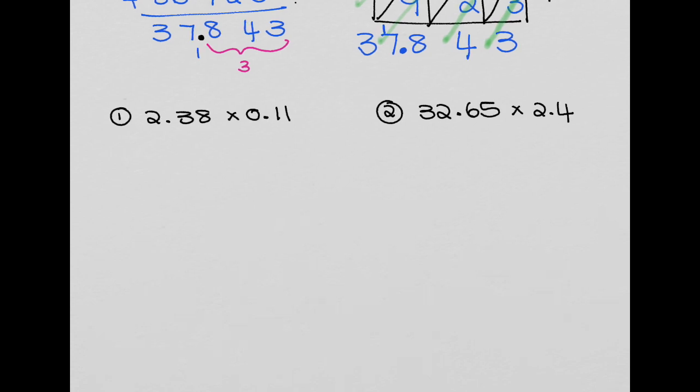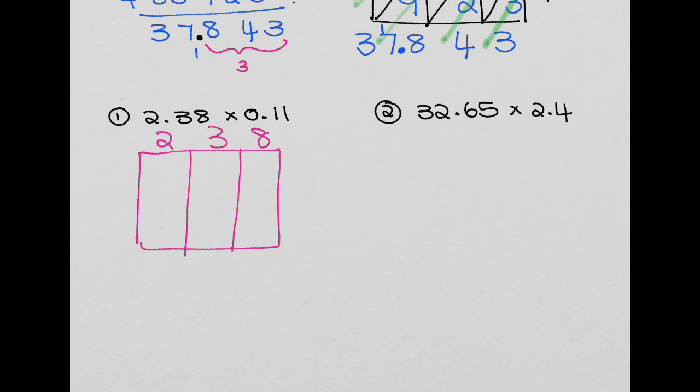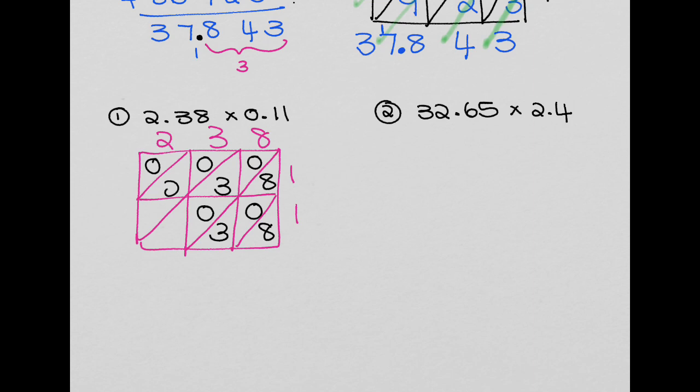Okay, so I'm going to use my method just because I really like my method. So for this one, I'm going to say 238, and for the other one, I'm going to do 11. Then you draw in your diagonals. So this is 8 and 8 and 3 and 3 and 2 and 2. Add up the diagonals, you get 8, 8, 9, 10, 11, carry the 1. 2 plus 3 is 5, but that 1 is 6. And then I've got a leftover 2.